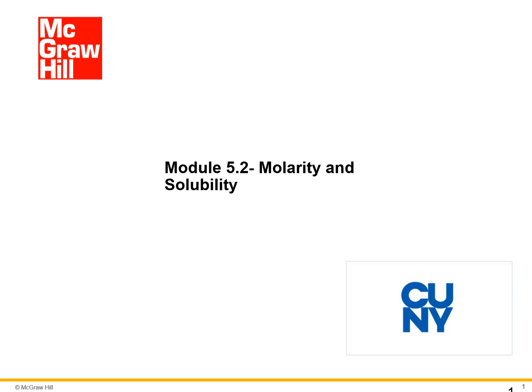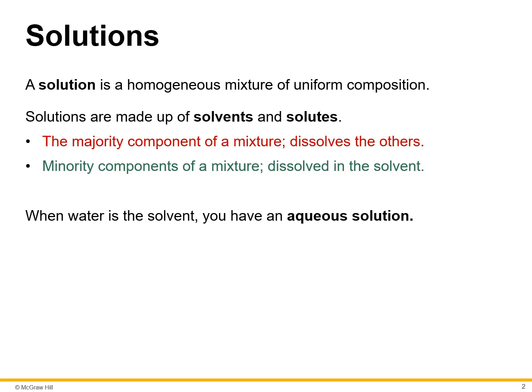So now we'll turn our attention to module 5.2, which is molarity and solubility. In a solution, you always have a solvent and a solute, and a solution is a homogeneous mixture, which means you only see one thing, a uniform composition. So for instance, alcohol, you only see one thing as an example of a solution. But within that solution, as I said, you have a solvent, which is much more abundant than the solute.